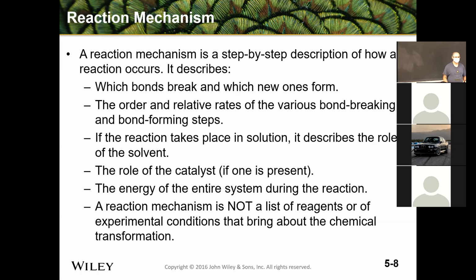Okay, we're going to look at each one of these reactions in terms of a reaction mechanism. A mechanism is a step-by-step description of what's happening. It's the order of bond breaking and bond forming. And it may include the role of a catalyst. It may include the role of a solvent, okay, if one is present. A mechanism typically does not list reagents or experimental conditions.